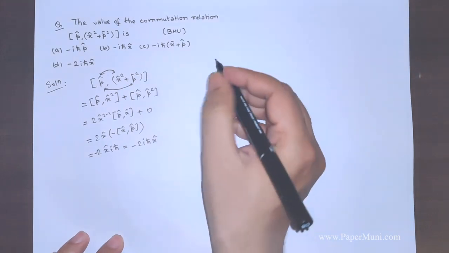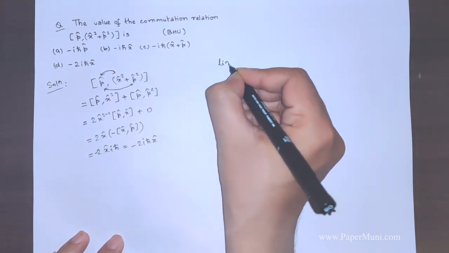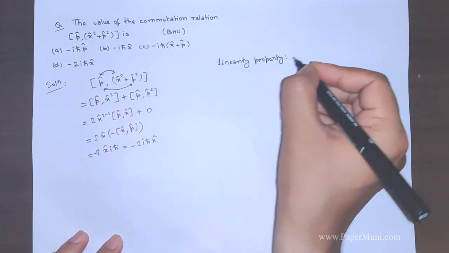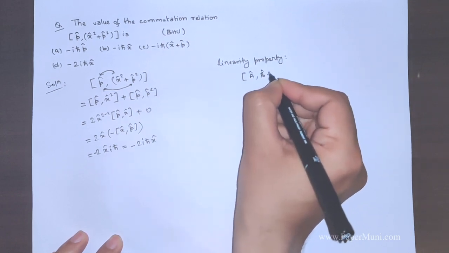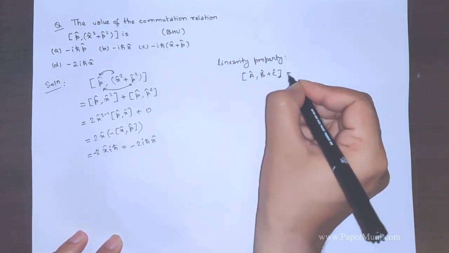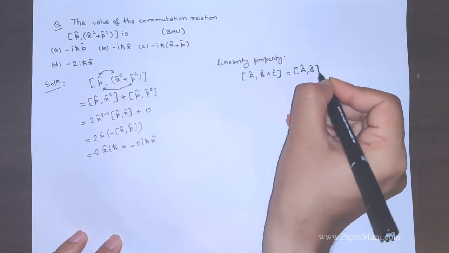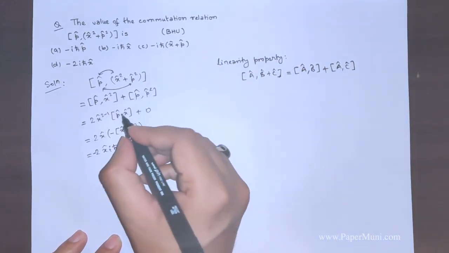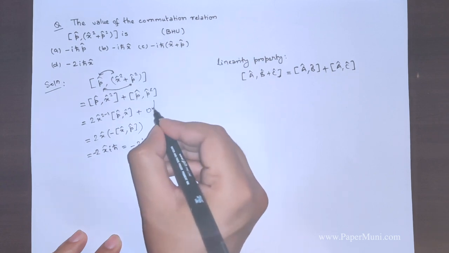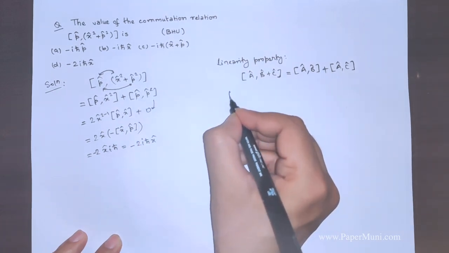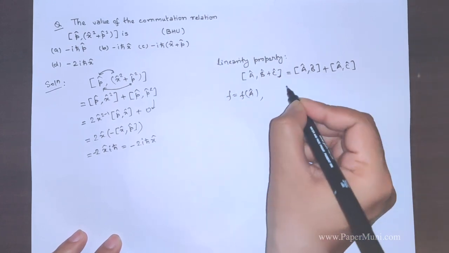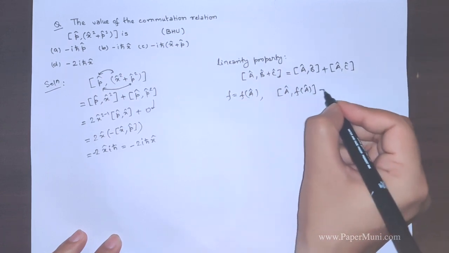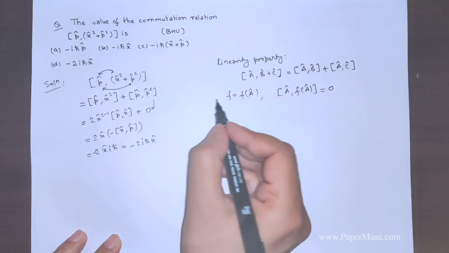Now I'll list down the properties which we used. The first one was the linearity property, which is A(B plus C) gives you AB plus AC. Now in the next step, from this to this, we have used the property that if f is a function of an operator A, then A commutes with its function. So this is a property we have used here.